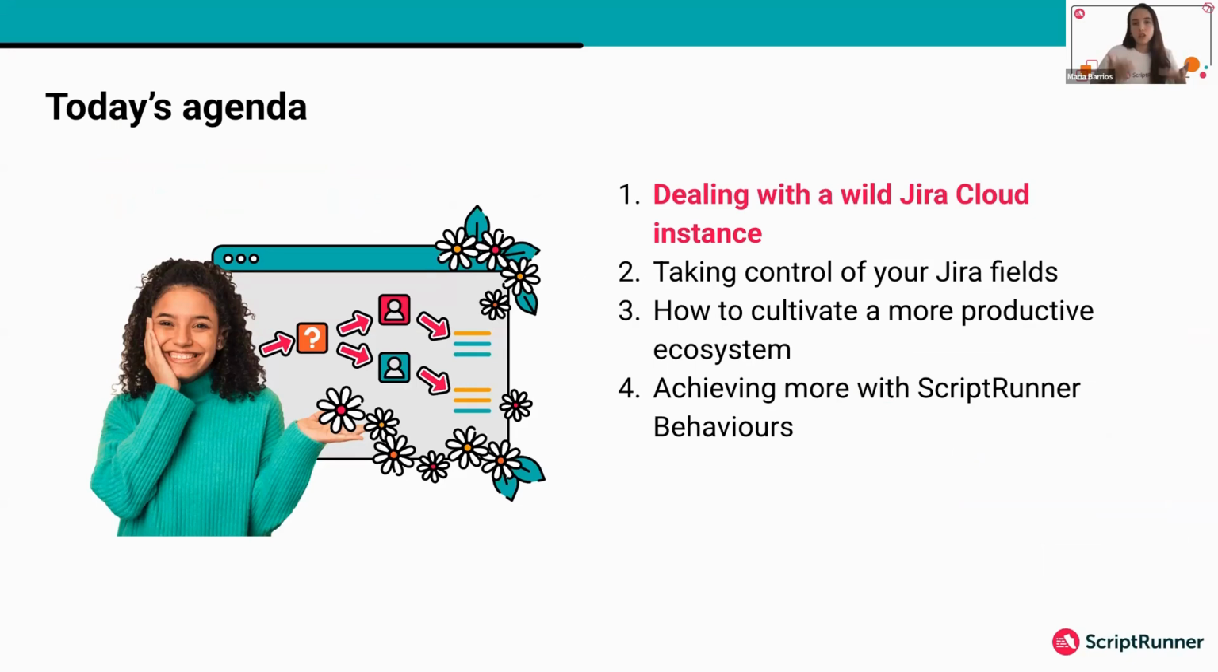In fact, we'll start with what a wild or chaotic Jira instance could look like and the consequences of administrating that type of environment. Then we're going to move into how you can start taking control over your fields by cultivating a more productive environment in Jira. And then we're going to be wrapping up with a few updates and ways in which you can start achieving more with the ScriptRunner behaviors.